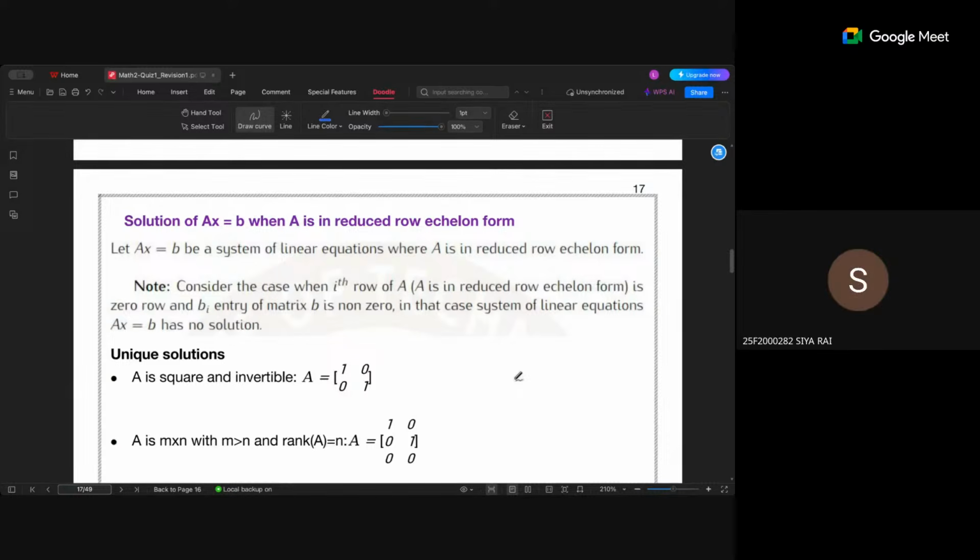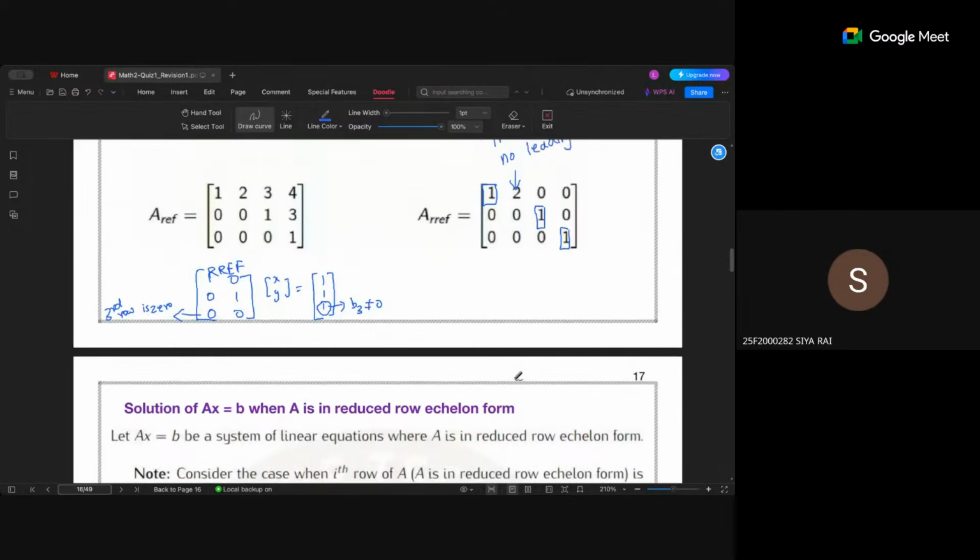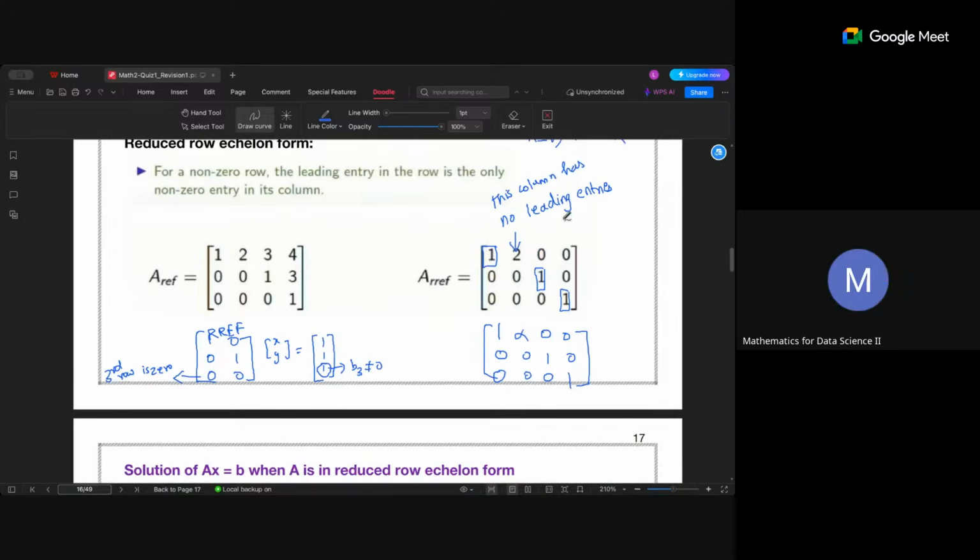Ma'am, in the RREF, where there was the 2 in the second column, if there was a 1 there? Does not matter. Any alpha, it does not matter. It is still in RREF. So would the second one be considered a leading entry or no? Clearly mentioned, this column has no leading entry. The first non-zero entry in any row is called the leading entry. I have boxed the leading entries. This is not a leading entry. But if there was a 1 there? That's what I said. Any alpha does not make any difference. You can put any alpha. It's still in RREF.